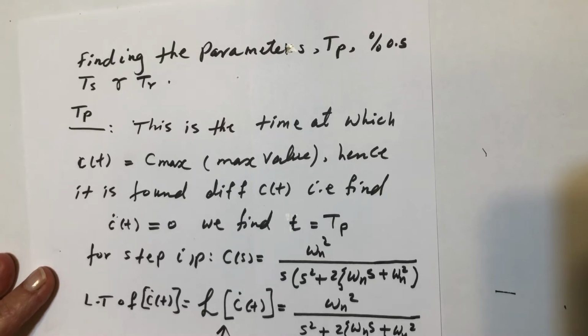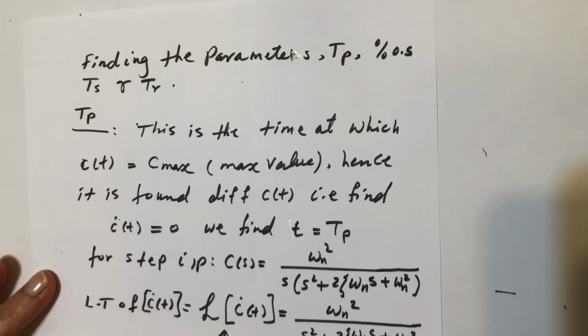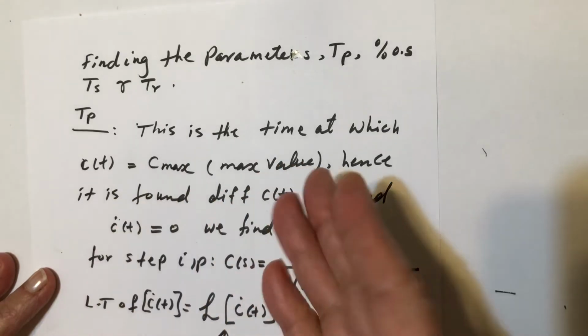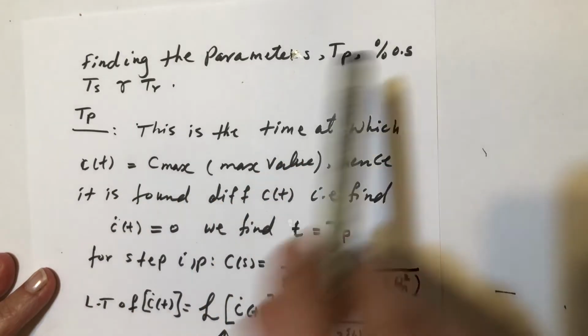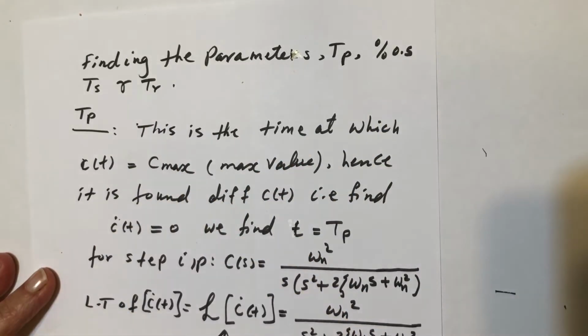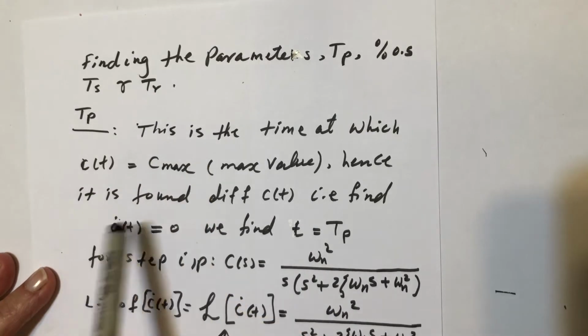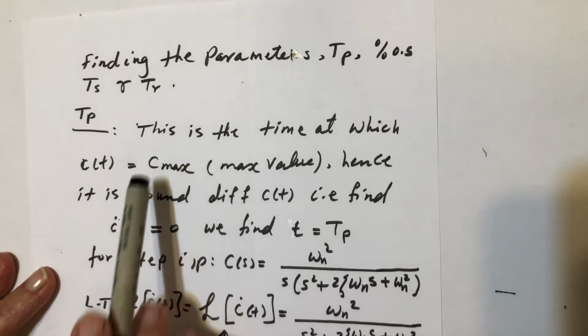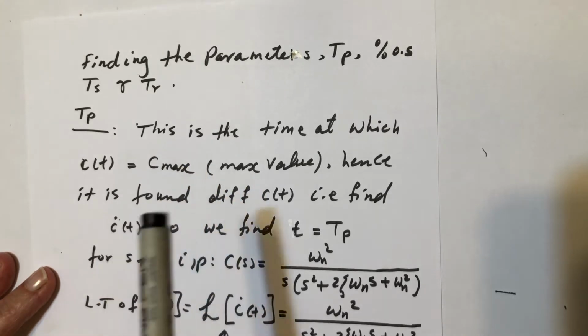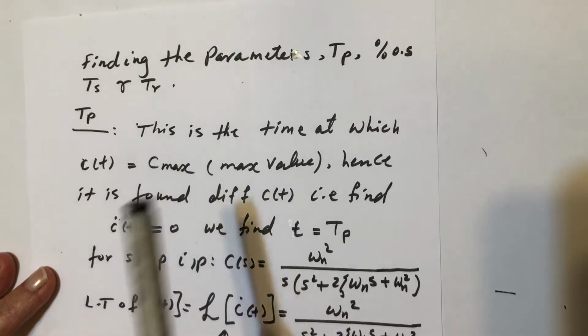مرحبا طلاب. رح أكمل على موضوع second order response characteristic, and we were talking about finding the parameters TP, percent overshoot, TS and TR. Okay? How to find TP? We said that TP is the time at which the system has a peak maximum.